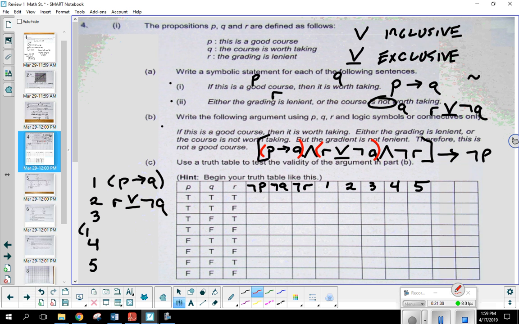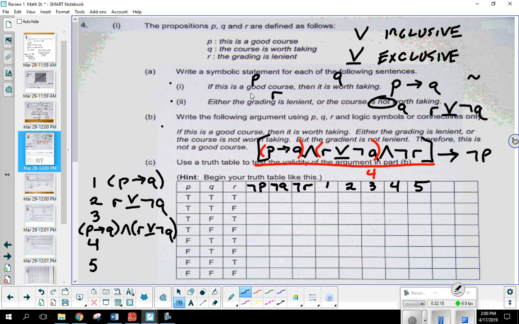So this would be P implies Q and R exclusive, not Q. And then what do you think 4 is? 4 is this. So I want to take the intersection of that and not R, and then 5 would be the implication to get the conclusion that the class is not a good course. So that's what I did. I just numbered over to the side because there was no way you're going to fit that within that small little column right there.